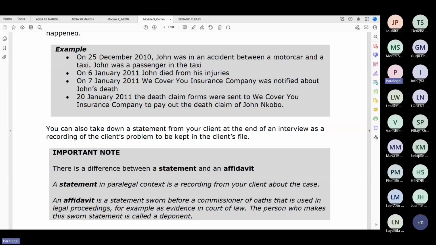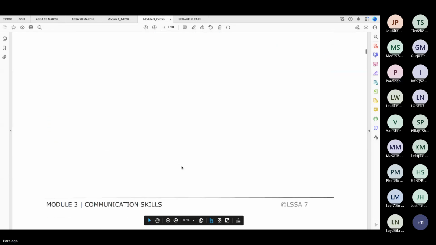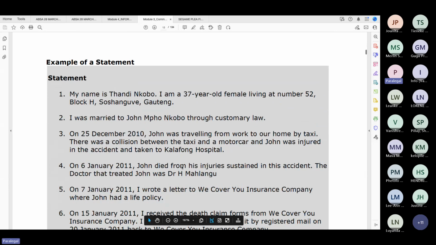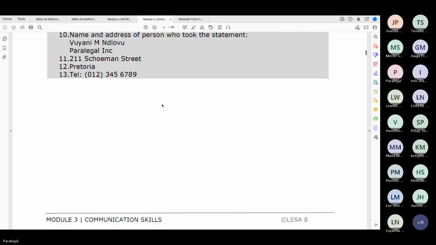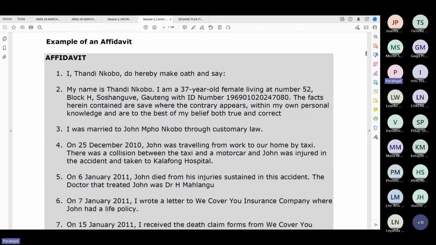The other thing that you would see is that if I'm scrolling down now to get to a statement. If somebody says, my name is Tanding Nkomo. I am 37 years old, female, living at number 52, Block H, Soshanguve, Gauteng. It is the same thing. I'm scrolling down again. Can you see it's almost the same thing on the affidavit?